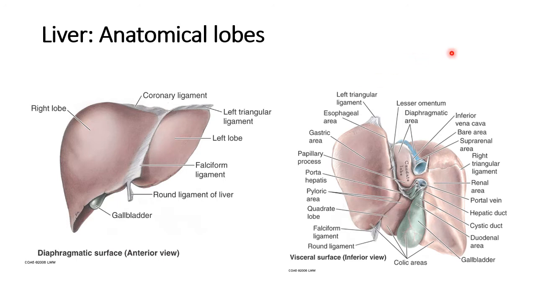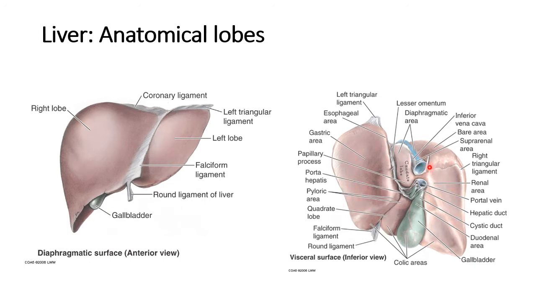The liver is divided into lobes. In the previous slide you have seen the ligaments. Now these ligaments divide the liver into lobes. So the falciform ligament anteriorly divides the liver into a bigger right lobe and a smaller left lobe.